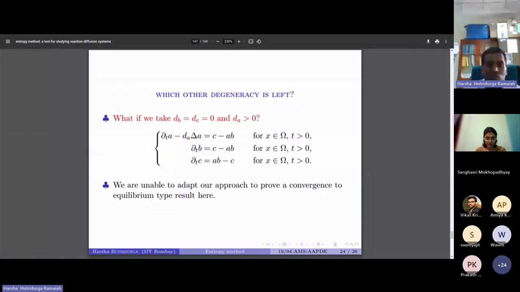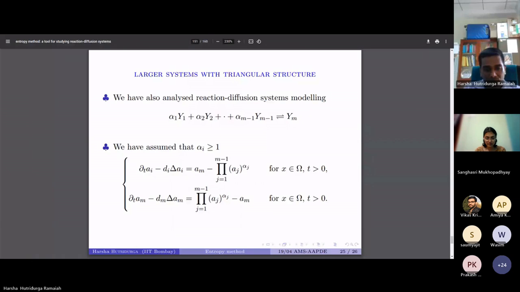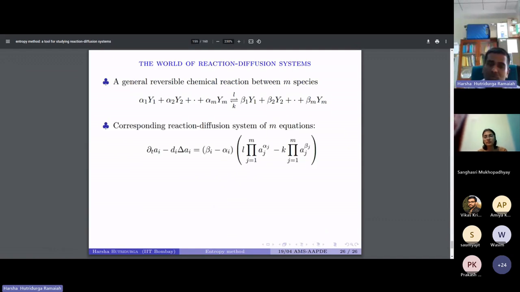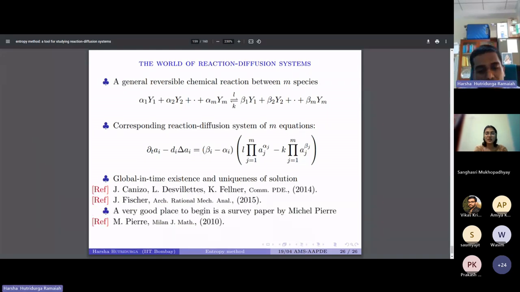We have worked with more general triangular systems, and we have studied convergence rates for that. So this world of reaction diffusion systems is very interesting, and there are lots of open questions. In fact, it's a big open question to show that a global in time, unique classical solution exists for these general reaction diffusion systems. And these are some of the references, and I stop here.